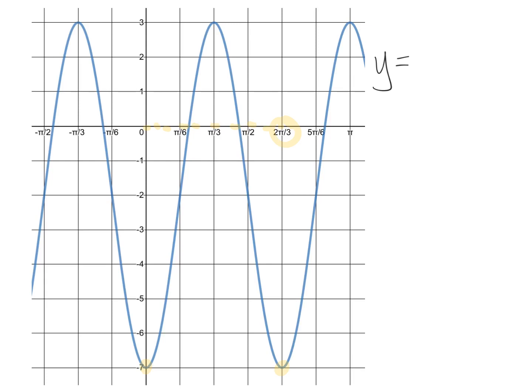All right? And then next, we got to look at how high and low this is. Well, it's going from here to here. So we got to look for a midline, which looks like it's right about in the middle right there. Let's see, did we go up and down the same amount? That means that would be the midline. And yes, we're going up 5, down 5, and our period is 2 pi over 3.